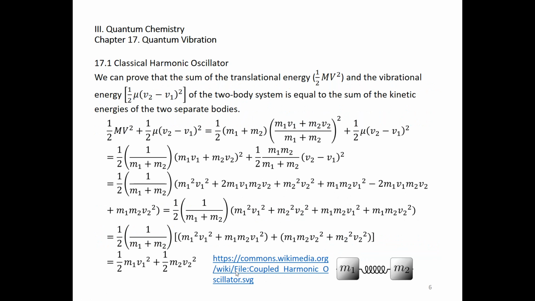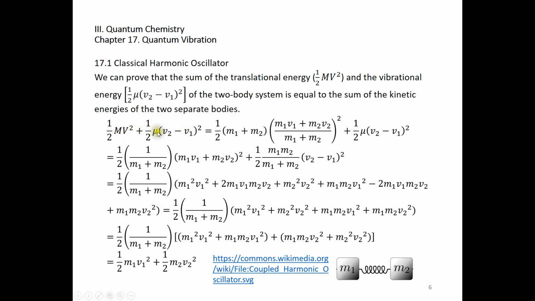We can prove that the sum of the translational energy of the two-body system and the vibration energy of the two-body system is equal to the sum of the kinetic energies of the two separate bodies. So really we want to prove this: 1/2 M V squared is the translational energy of the two-body system, and 1/2 mu times (v2 minus v1) squared is the vibration energy of the two-body system.